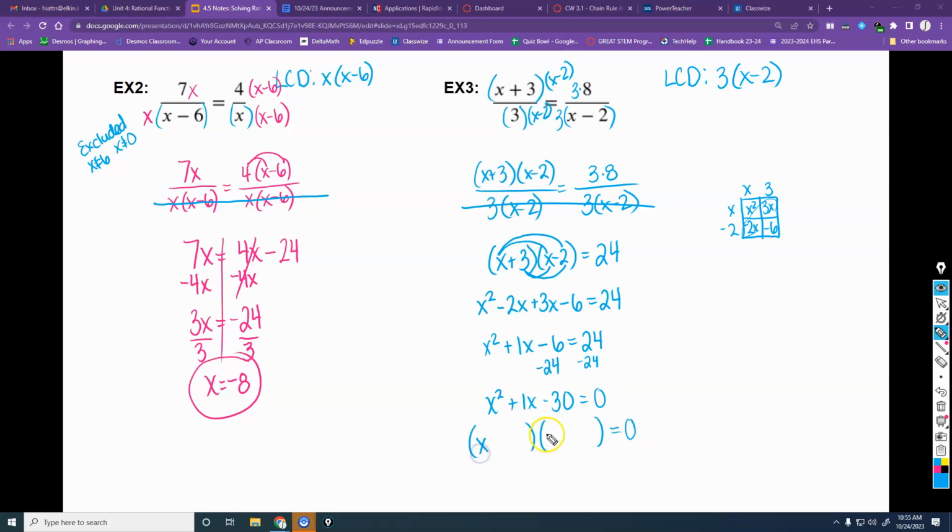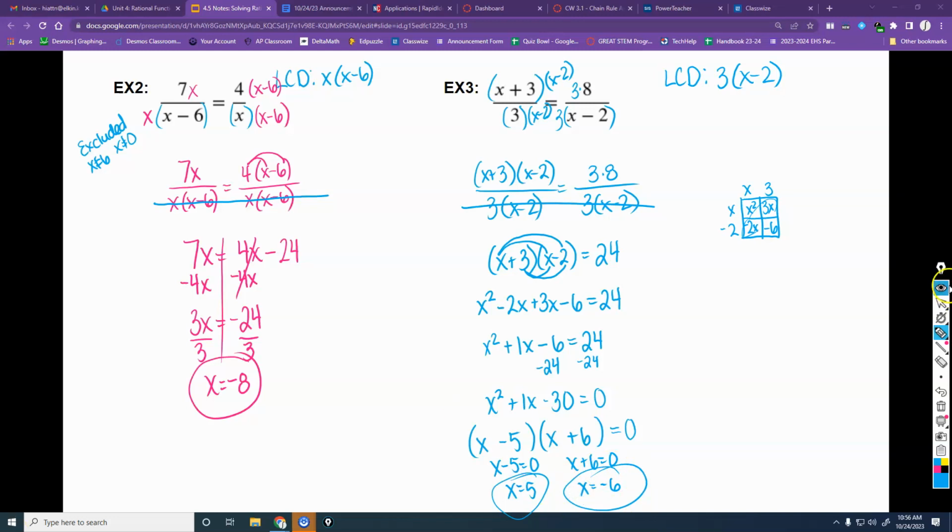This will be an x. This will be an x. Negative 5 plus 6. So then the answers are going to be, you got x minus 5 equals 0, and x plus 6 equals 0. So you end up with a positive 5 and a negative 6. We forgot to do excluded values. What are the excluded values for this? Just a 2. So 2 is not 5 or negative 6, so these are both okay. So those will be our answers.